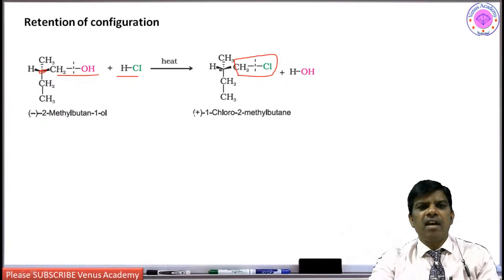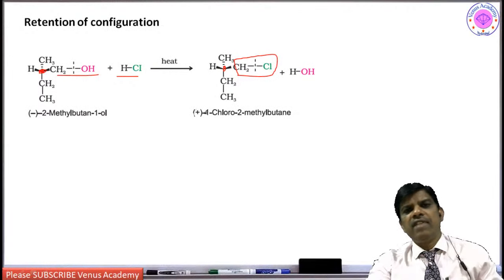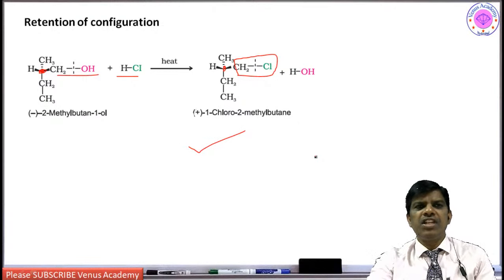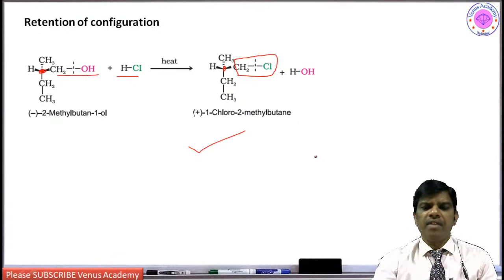So what is the configuration of this? Is it going to be disturbed in this reaction? This carbon is not going to be disturbed. So in this reaction, the configuration is going to be retained. That is why this is known as retention of configuration. Clear, friends? Retention of configuration. If during the reaction the configuration is not disturbed, then it is said to be retention of configuration.